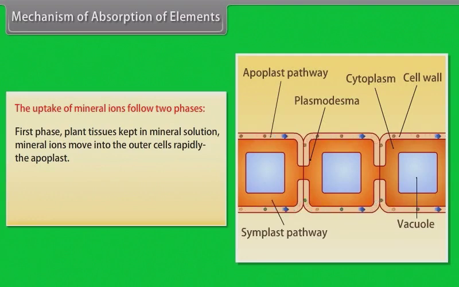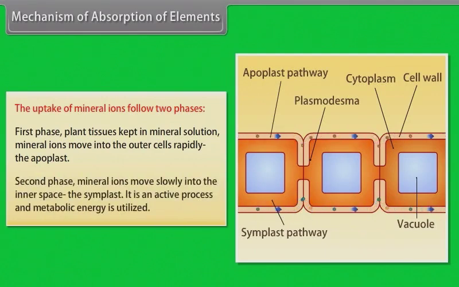First phase: plant tissues kept in mineral solution. Mineral ions move into the outer cells rapidly, the apoplast. Second phase: mineral ions move slowly into the inner space, the symplast. It is an active process and metabolic energy is utilized.